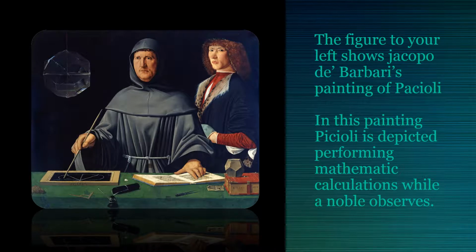The figure to your left shows Jacopo de' Barbari's painting of Porcioli. In this painting, Porcioli is depicted performing mathematical calculations while a noble observes.